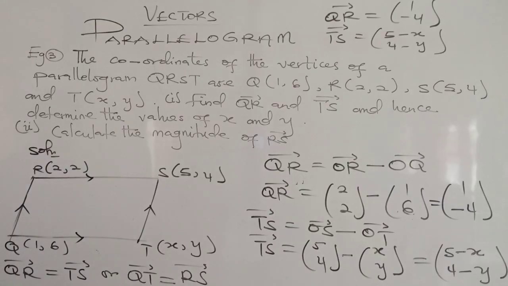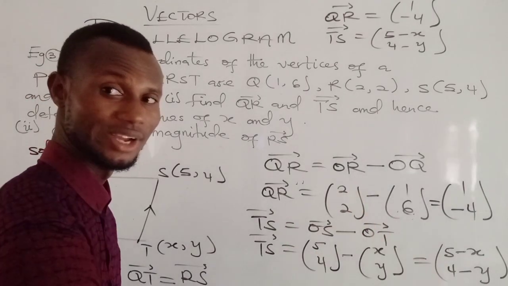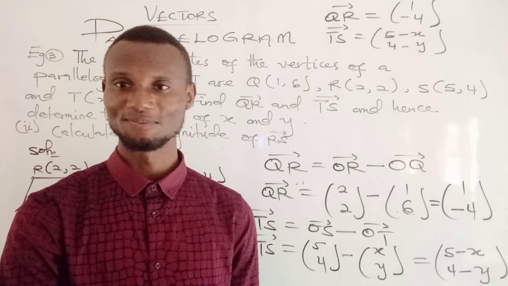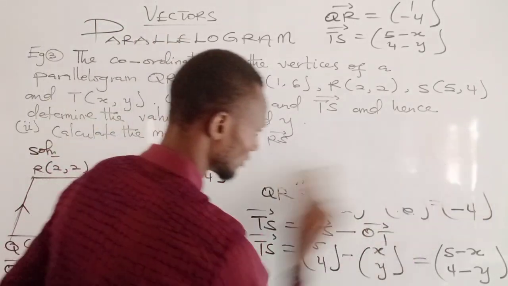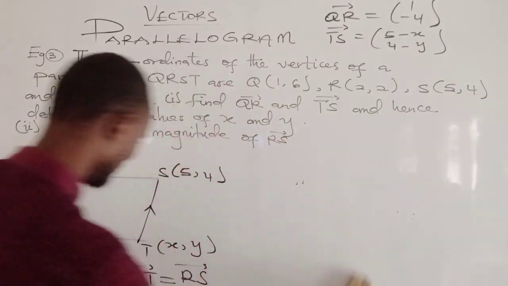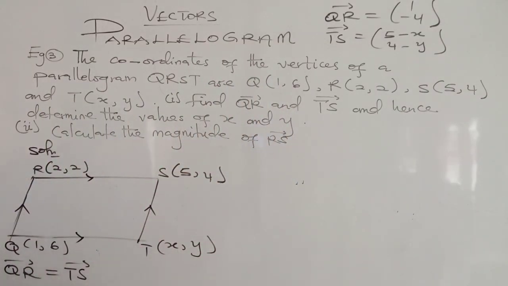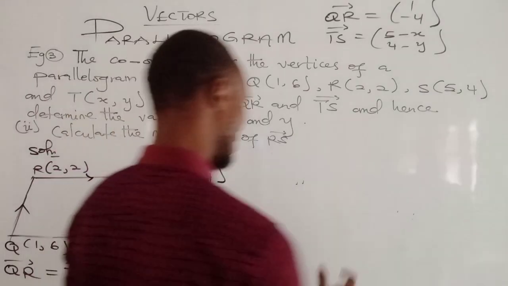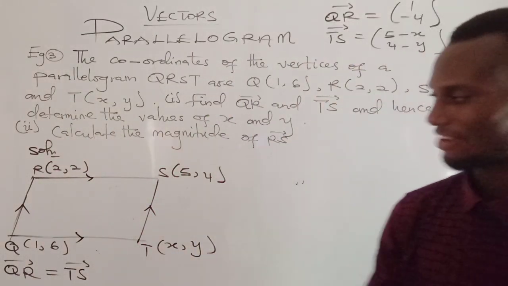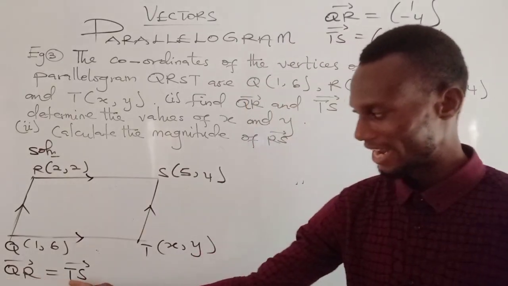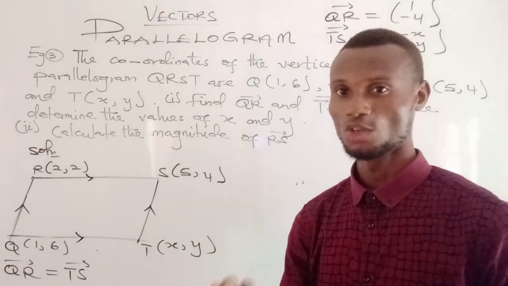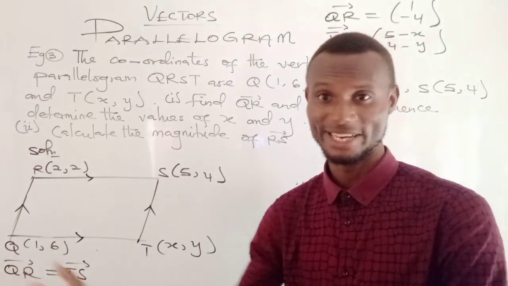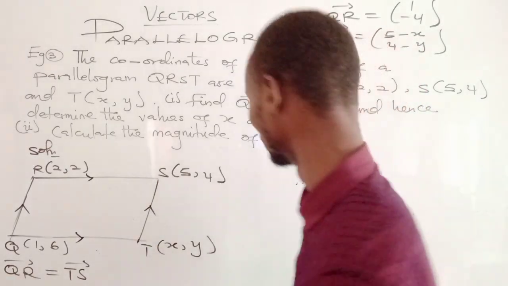So I need to clean a portion of the board so that we can continue, and I hope you understand the explanation up to this point. Let me clean this side for us to continue. I'll clean this as well because I said we are going to use this equation. Now we are going to equate the vector QR and the vector TS, and I know you will understand up to this point because I've explained this in detail. So let's go ahead.